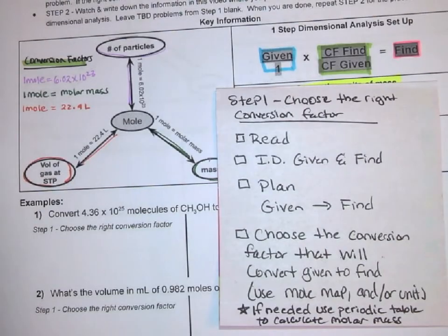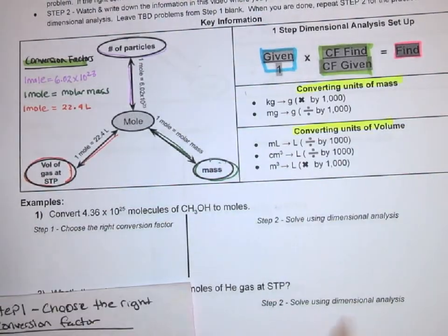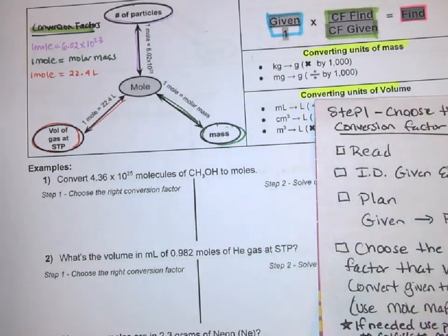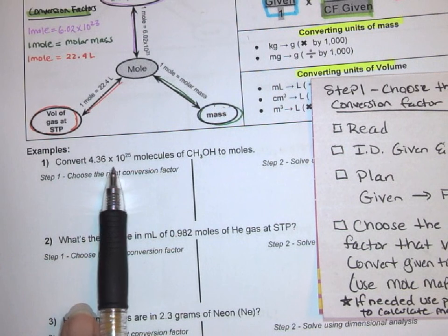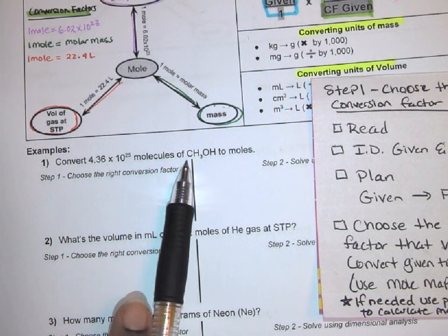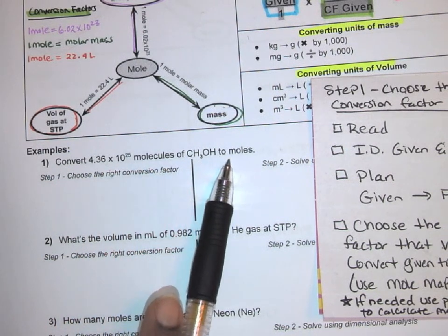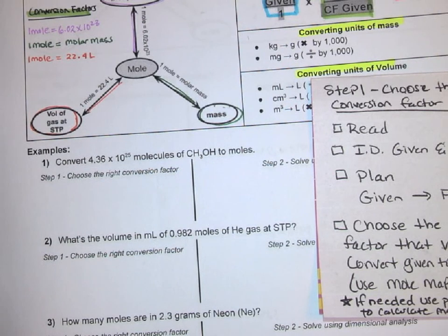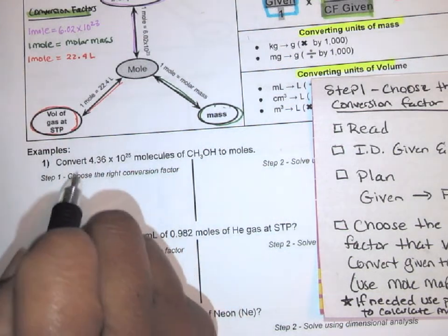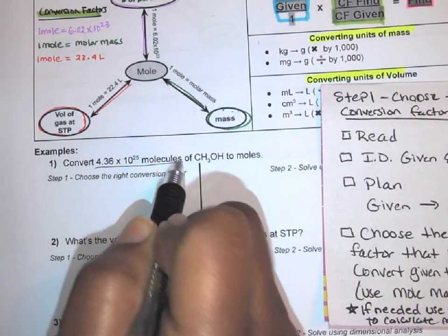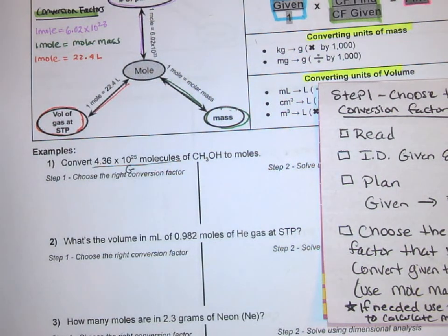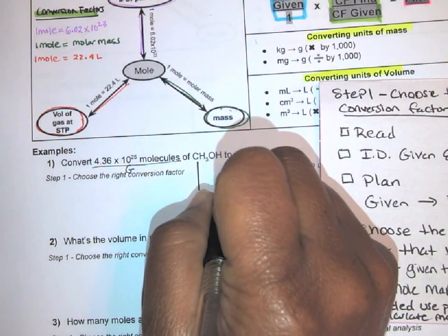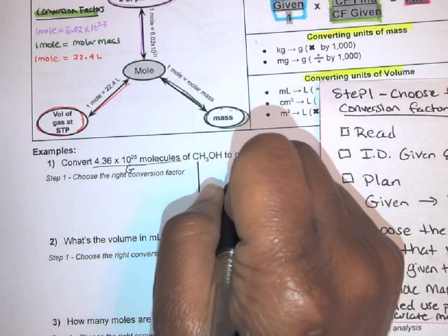All right, let's go ahead and get started with problem one. We're going to start by reading the problem and then identify our given and find. This problem says convert 4.36 times 10 to the 25 molecules of CH3OH to moles. All right, I've read my problem, now I need to find my given and find. The given will be the one that has the number with it, so this must be my given. I'm just going to label that with a G. And what I'm asked to find here is, I'm asked to convert it to moles, so I must be asked to find the moles.